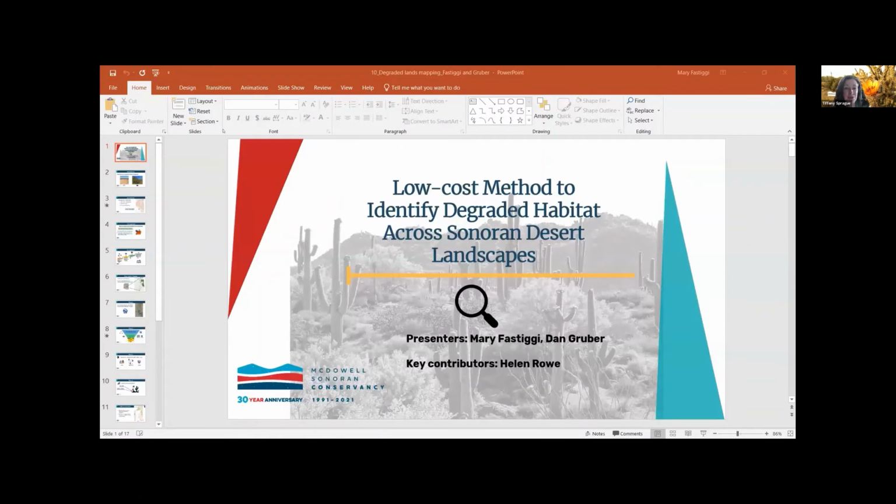So now we are going to move along and start talking about some restoration work. We're going to start it off with Dan and Mary, who are going to be discussing the degraded lands mapping technique that we came up with. And I've already introduced both of them. I could sing their praises for longer, but for time, I'm not going to do that.